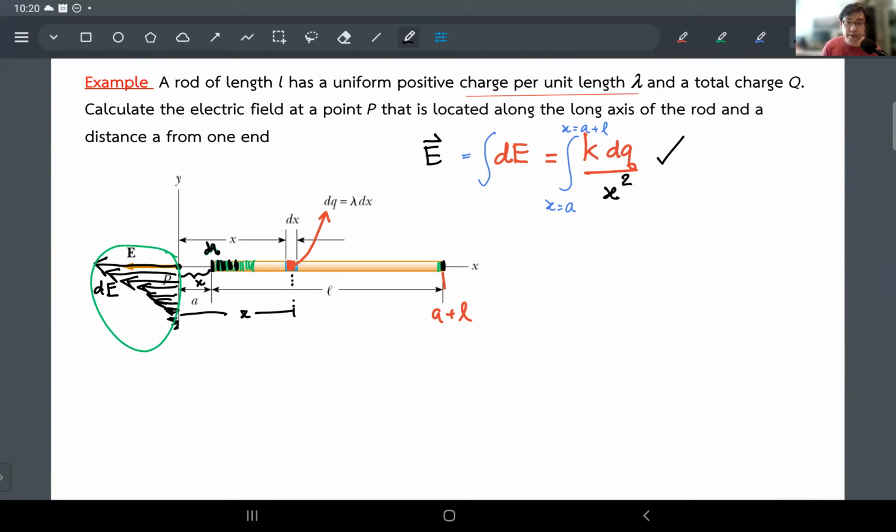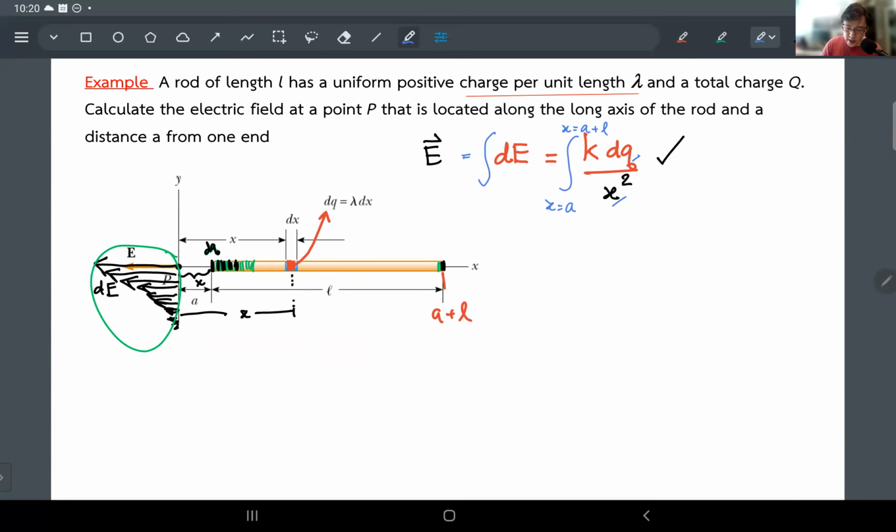Now here comes the main part. How can we figure this out? You cannot do this one just yet because the function that you want to integrate is already in the x variable. That is fine, no problem with that. That's kind of nice. But the integrating variable is still dq. It doesn't go well. You want them to be on the same variable so you will be able to do the integration. So how can we convert either from q to x or x to q? What do you think? And this is the key part.